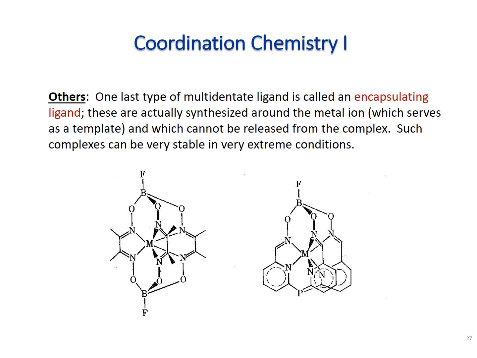One of the last types of multidentate ligands, you could call an encapsulating ligand. These actually need to be synthesized around the metal ion, which is actually the template. So the metal can't really be released from the complex if you are in this situation, but you'd have to totally break apart this thing in order to get the metal out. Because of this, you can get these complexes that are extremely stable, even in pretty adverse conditions. So these could be useful for a lot of scenarios in which you might be in, let's say, very acidic conditions or elevated temperatures or things like that.